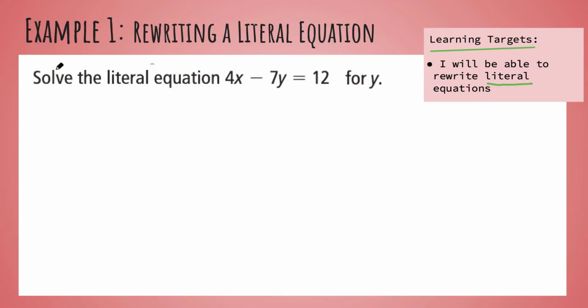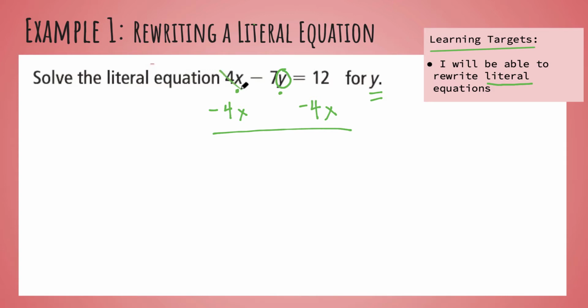So let's take a look at example 1 here. We're rewriting a literal equation, and our directions are to solve the literal equation, and here's our equation. We're solving for y. So we know it's a literal equation because we see that we have variable x and a variable y inside of the equation. So if we want to isolate y and get y by itself, we're just going to use our equation solving skills. So first step is going to be, hopefully you said, our first step is to subtract 4x on both sides.